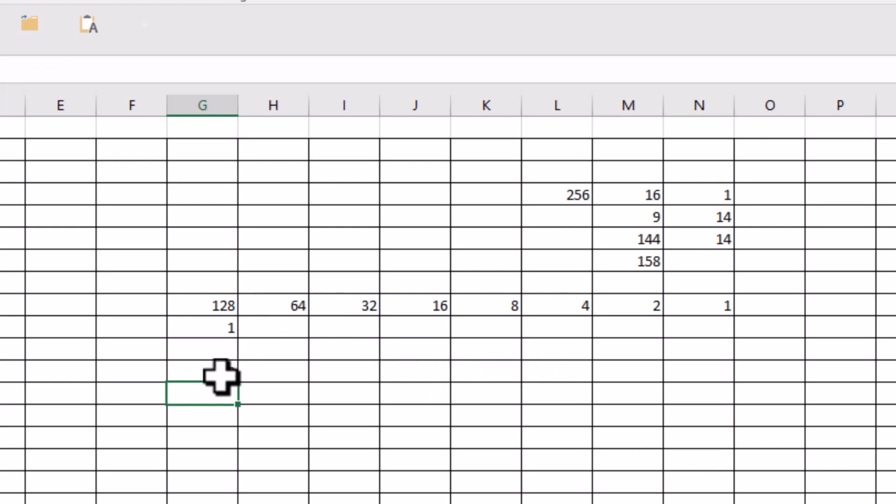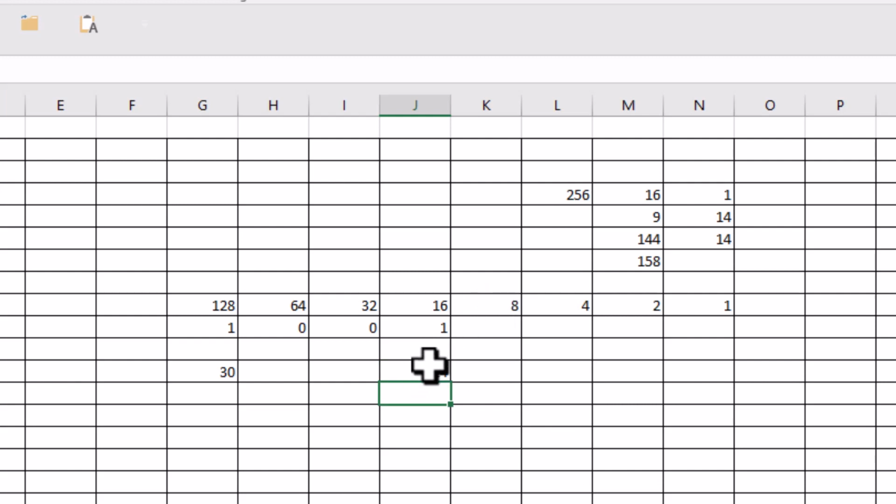Can 64 go into 30? No, 64 is bigger than 30, so it cannot go into it. So that's a 0. Can 32 go into 30? Well, it's close, but it's still bigger, so that's a 0. Can 16 go into 30? Yes. So, oops, not over there, sorry. Delete that. Yes, so I put a 1 under 16. And then I do my subtraction. Equals 30, whatever I had left over from before, minus 16. So subtract that away. I have 14 left.